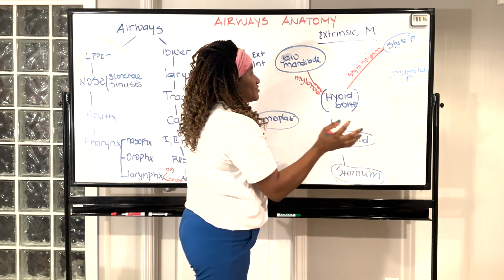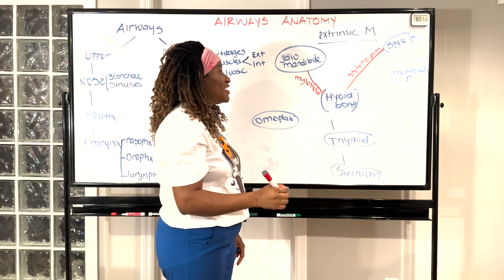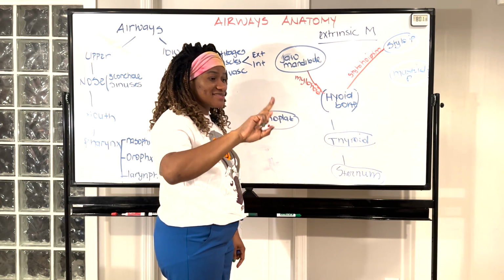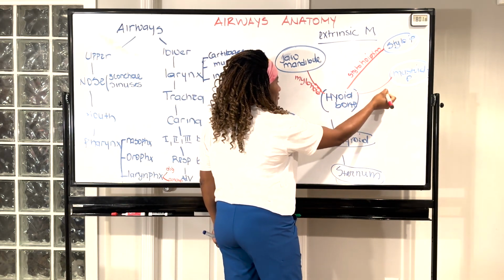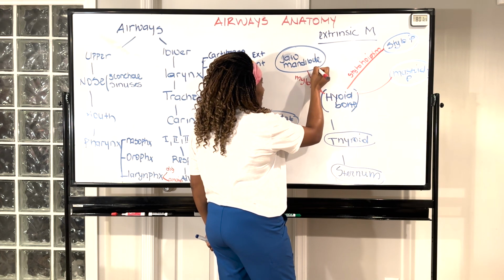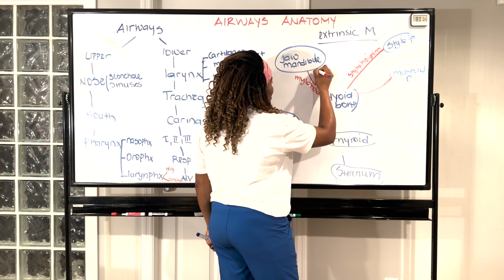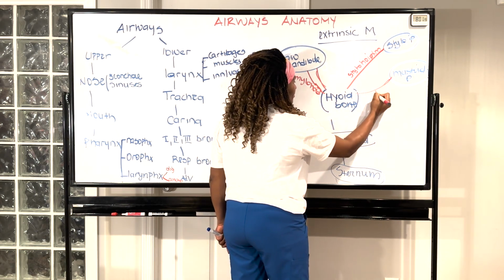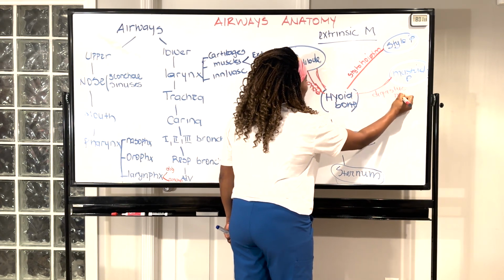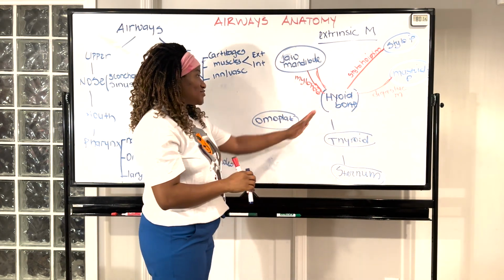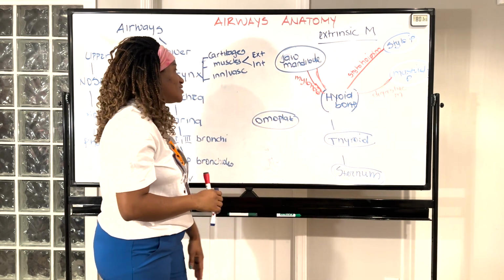And then we're gonna have a third muscle called the digastric muscle. It's called digastric because it has two parts. The first part is gonna attach to the mastoid process here, and the second part of the same muscle is gonna attach to the jaw. So these two parts are going to form the digastric muscle. And these are the suprahyoid extrinsic muscles of the larynx.